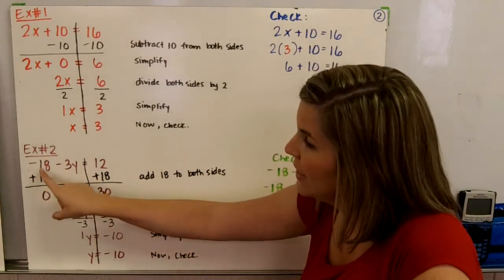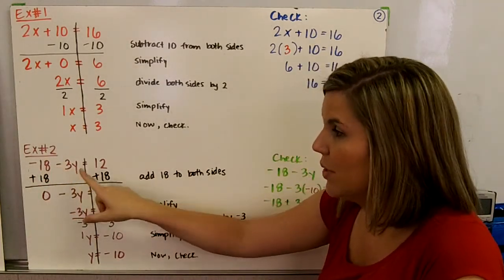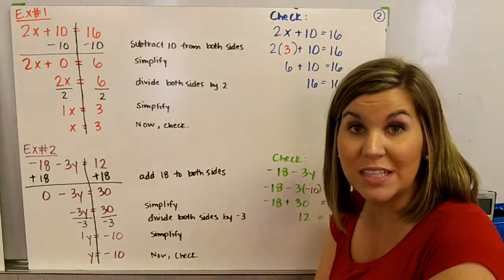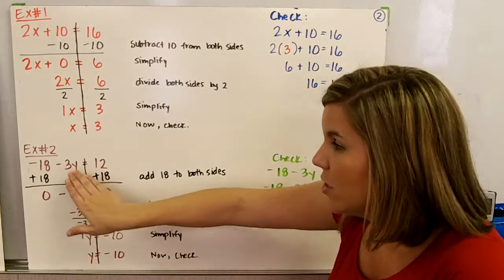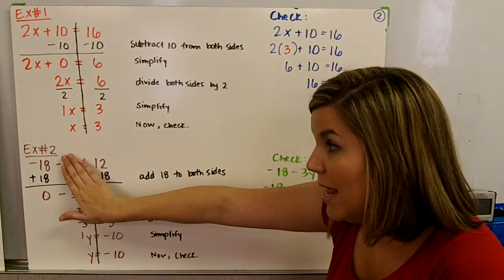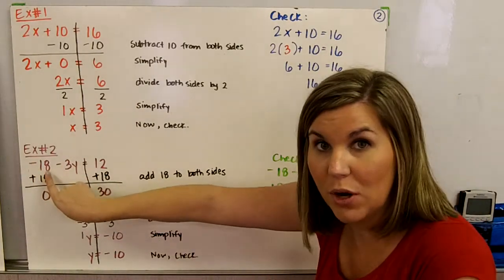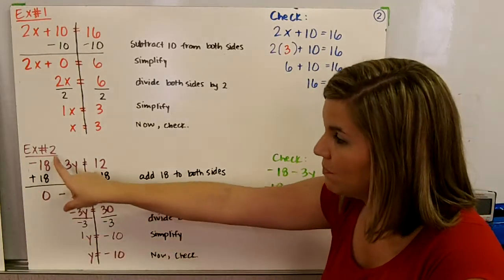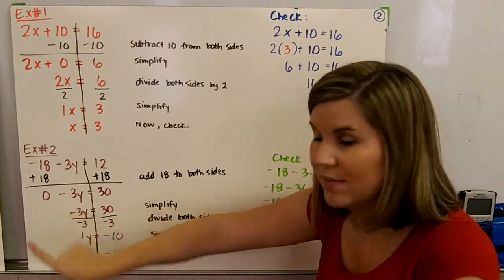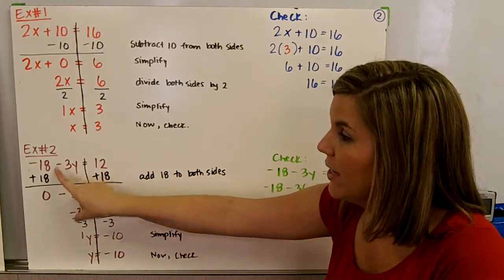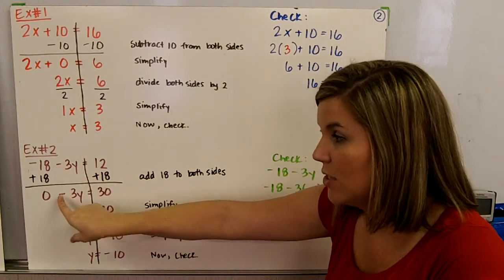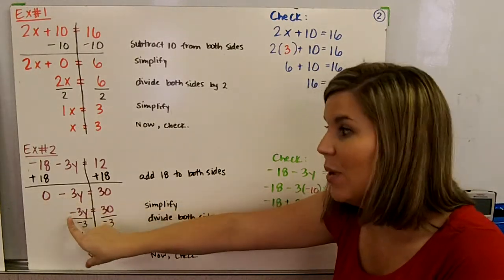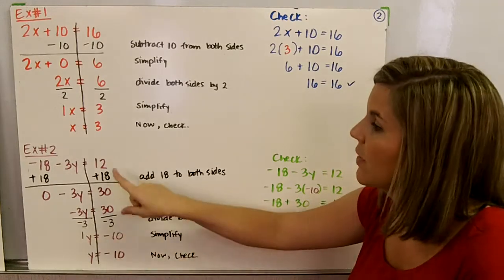Example number 2. Negative 18 minus 3y equals 12. Remember, we're going to do addition or subtraction first. Here's where the variable is, so I need to get rid of the minus 18 part first. I'm going to add 18 to both sides. Minus 18 plus 18 gives you 0. Carry down the sign, 3y. It says minus 3y, but 0 minus 3y is negative 3y.